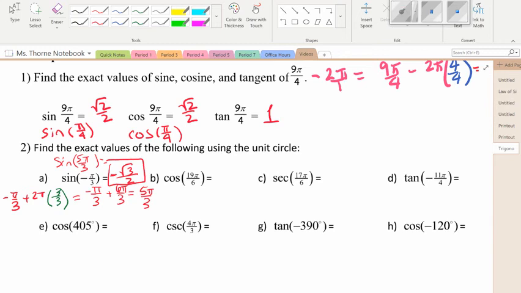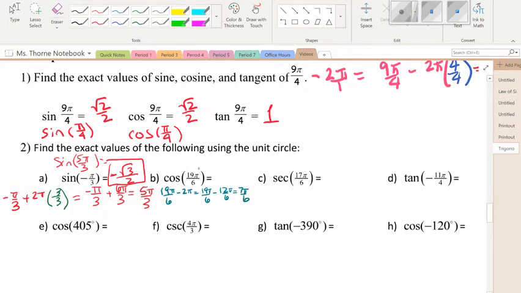So 19 pi over 6 is over 6. I know it's on my unit circle. I need to subtract 2 pi because it's gone around the circle more than once. So that means I need a common denominator. So if I multiply this by 6 over 6, that's going to give me 19 pi over 6 minus 12 pi over 6, because 12 divided by 6 is 2. That's the same thing as 2 pi. So 19 pi over 6 minus 12 pi over 6 is 7 pi over 6.